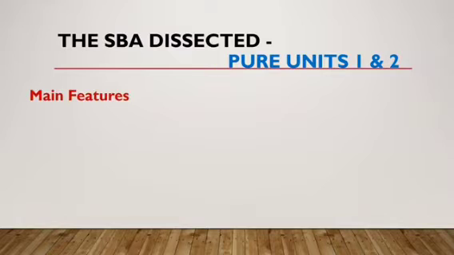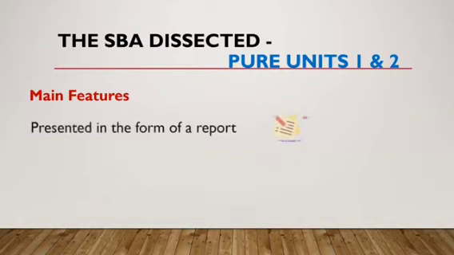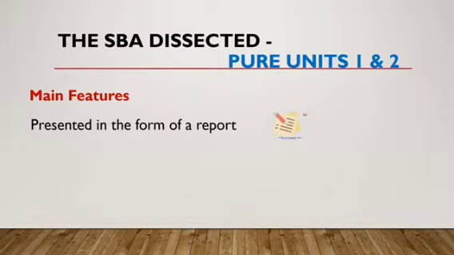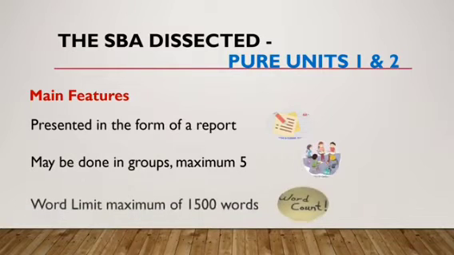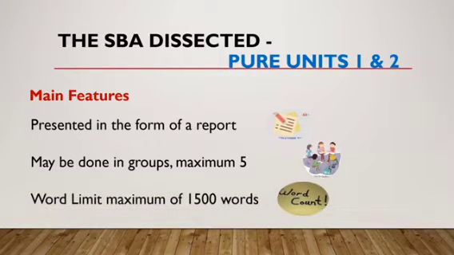Let us look at some of the main features of the SBA. It should be presented in a report format. It may be done in groups of 5 or less. There is a word count of 1500 words. Keep in mind that 2 marks will be deducted if these words are in excess of 200. Words do not include table of references, table of contents, appendices, and figures.